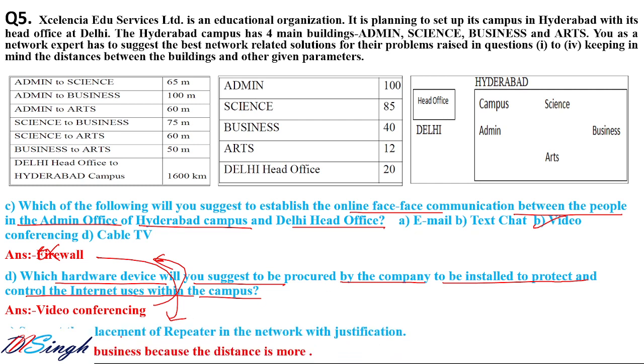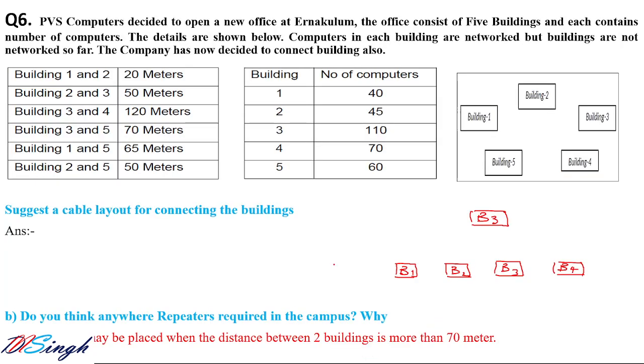Next question is, suggest the placement of the repeater for cable layout 1, admin to business, because the distance is more than 70 meters. So here you have the repeater requirement. I hope you are understanding what I am explaining. Let us move to the next question.